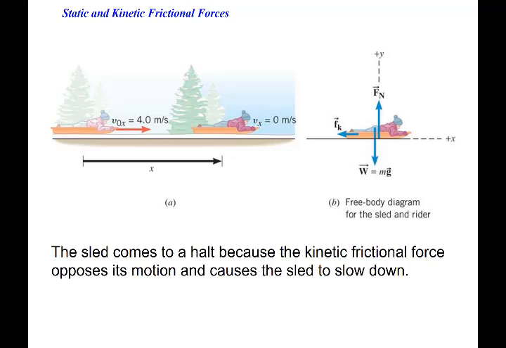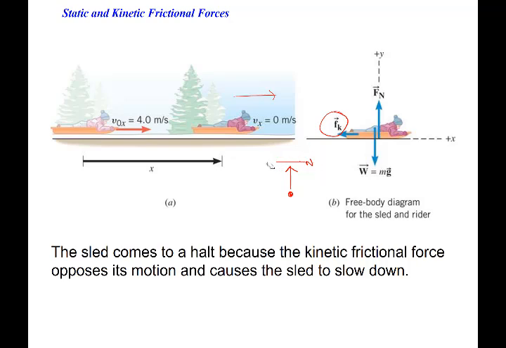So now, how to solve problems using kinetic friction and static friction. For example, this person is on the sled and when it's moving, it's being slowed down by a certain force. Because it was already in motion, that force in the opposite direction is going to be kinetic friction. So the free body diagram for it will have the normal force in the upward direction.